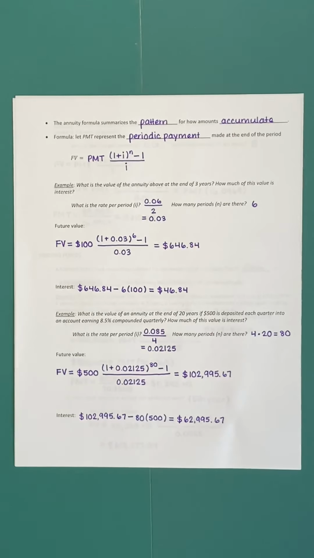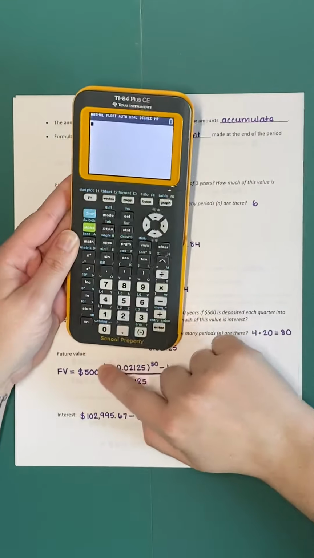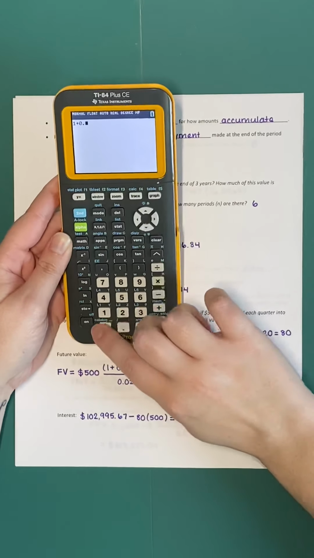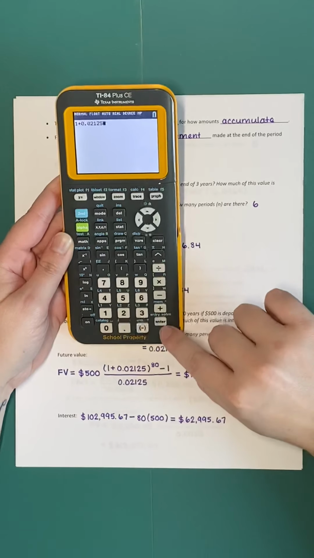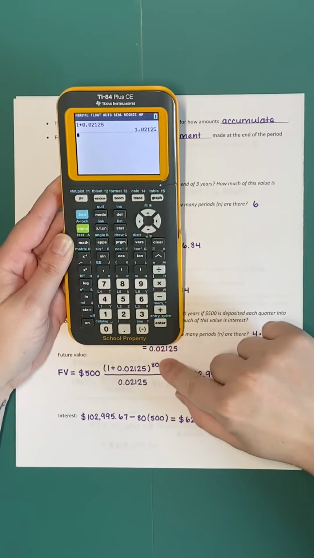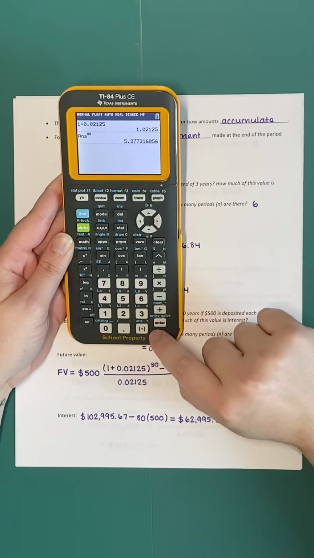So let's see what this is going to be worth. Now again, I'm going to go step by step, one operation at a time. So that's going to be in parentheses in the numerator first. So 1 plus 0.02125. Okay, there's everything in parentheses. Now we're raising that to the 80th power because we have 80 periods.